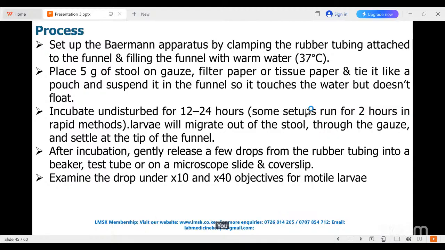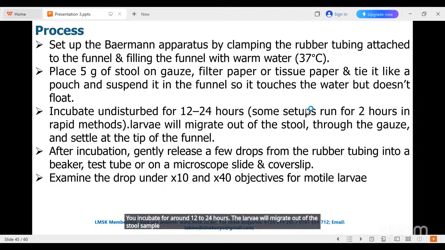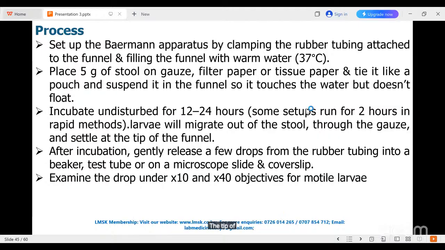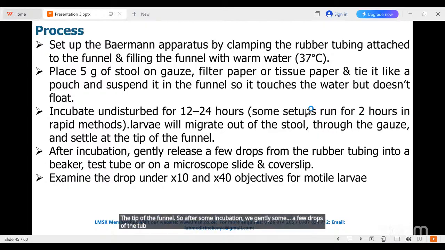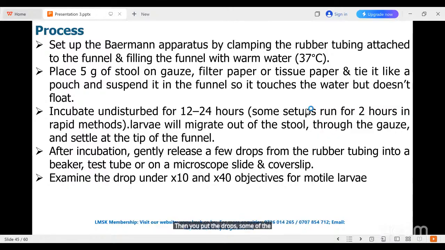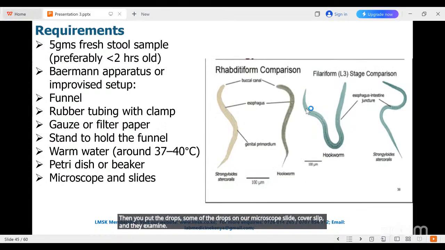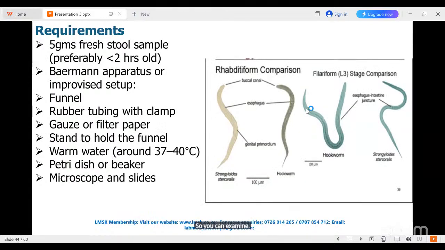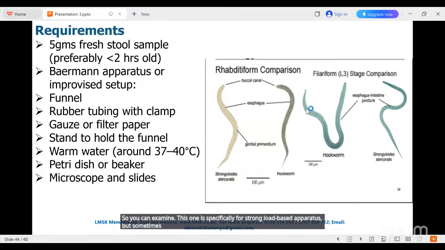You incubate for around 12 to 24 hours. Then larvae will migrate out of the stool sample through the gauze and settle at the tip of the funnel. After some incubation, you gently release a few drops from the tubing by releasing the clamp. Then you put some of the drops on a microscope slide, cover slip, and examine. This one is specifically for Strongyloides stercoralis, but sometimes you might get some old stool sample, a stool sample that has stayed for around 1 hour in a lab without being tested.